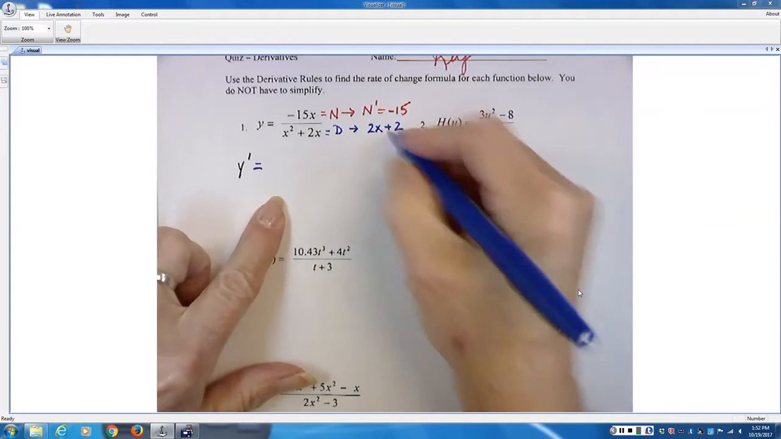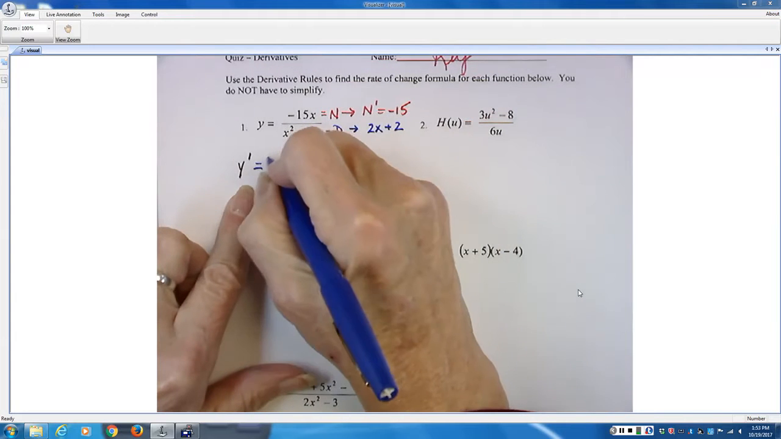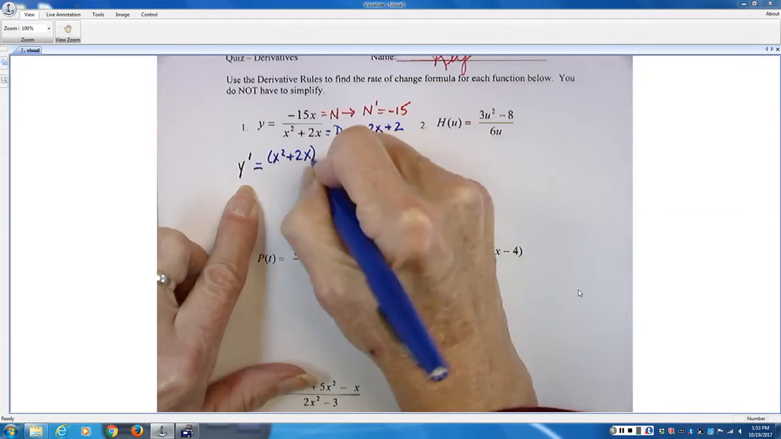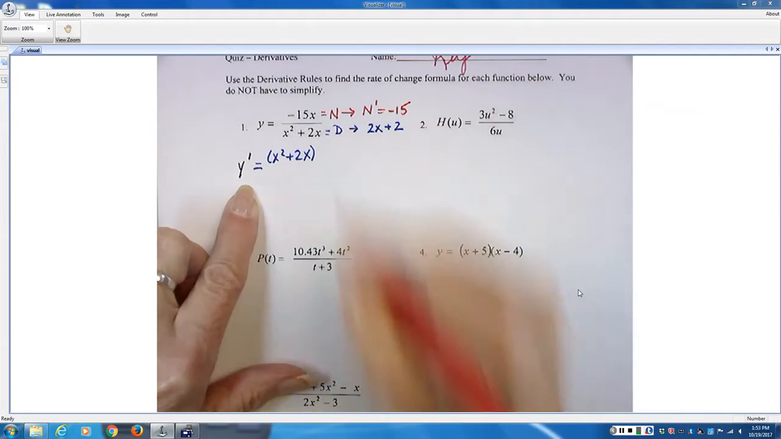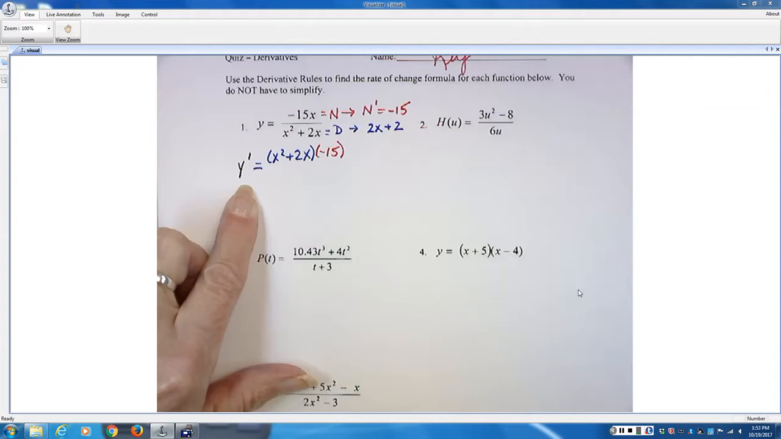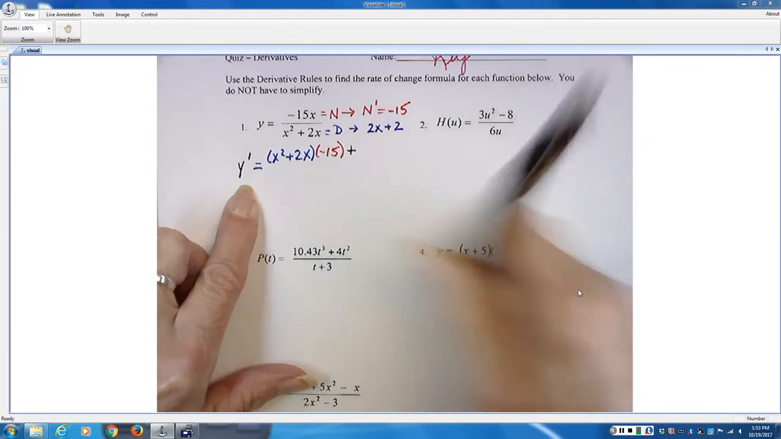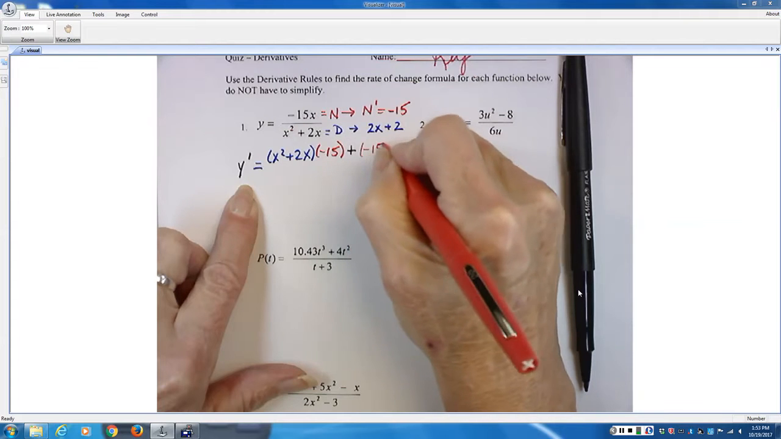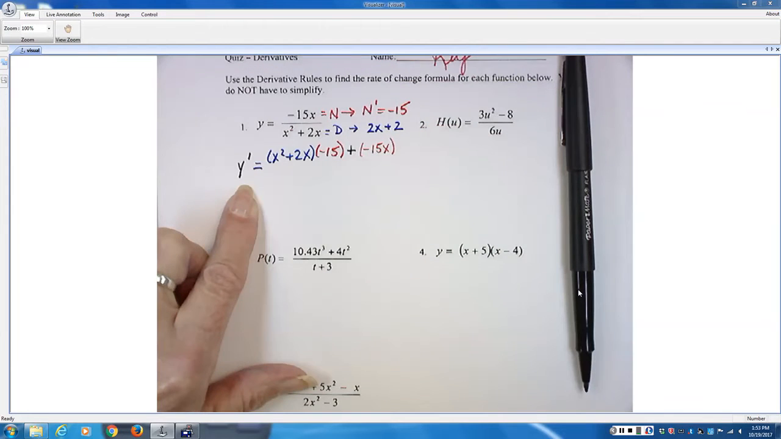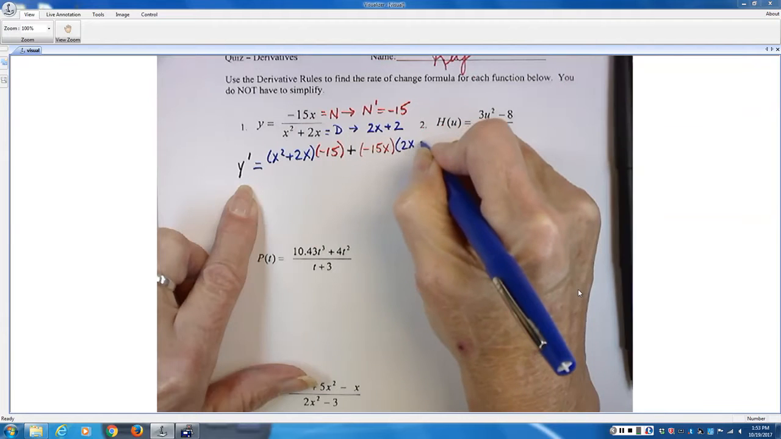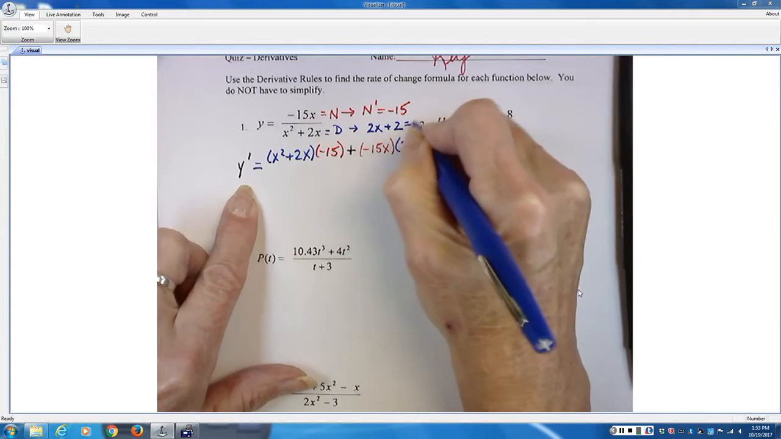So it is the denominator, which is x squared plus 2x, times the derivative of the numerator, which is negative 15, plus your numerator, which is negative 15x, times the derivative of the denominator, which is 2x plus 2.